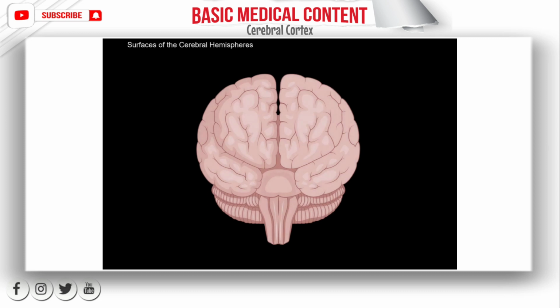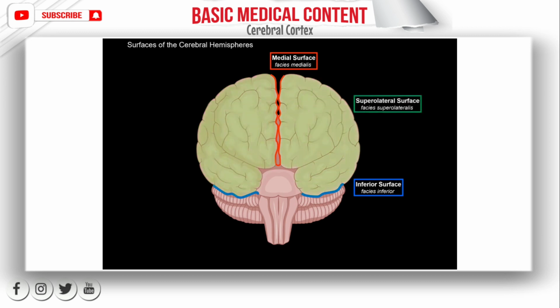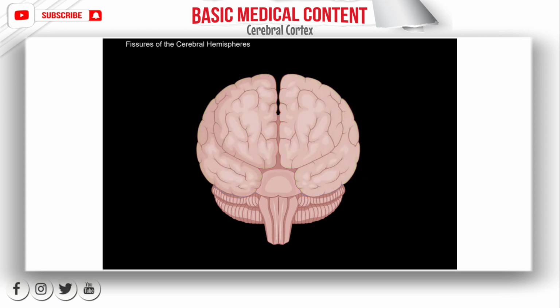So let's talk about that a little bit. Each cerebral hemisphere has 3 surfaces. They have a medial surface facing each other, an inferior surface that faces the cerebellum, and a superior lateral surface, which is the largest surface of each hemisphere. So these are the surfaces, but we also have large fissures here in this area.